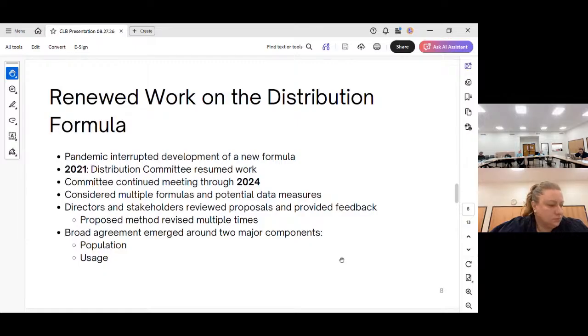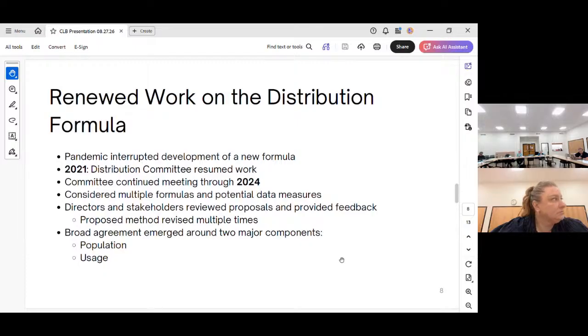Yes, okay. So throughout this process, the library directors and committee considered a wide variety of potential formulas and data points. The instructions that we were given and some notes that I have from a CLB meeting in 2023 was to bring as many options as possible. And so that's what we did. There are dozens and dozens of iterations of a potential formula or distribution. Stakeholders were given opportunities to review proposals, provide feedback, and raise concerns. The proposal was revised multiple times as feedback was considered.